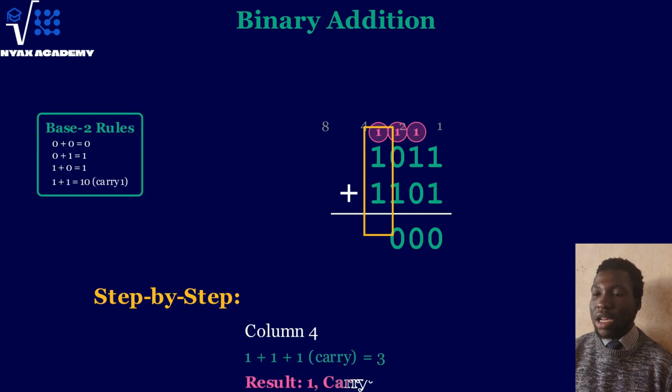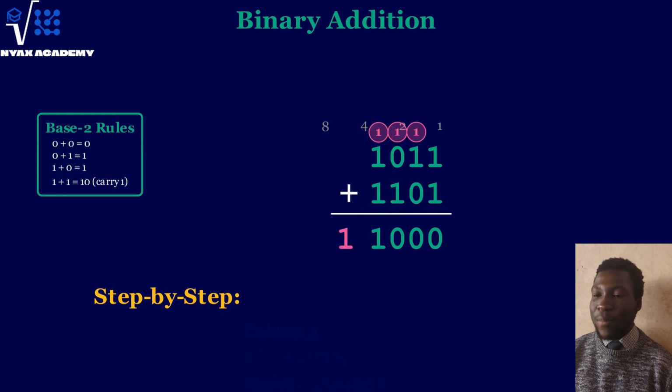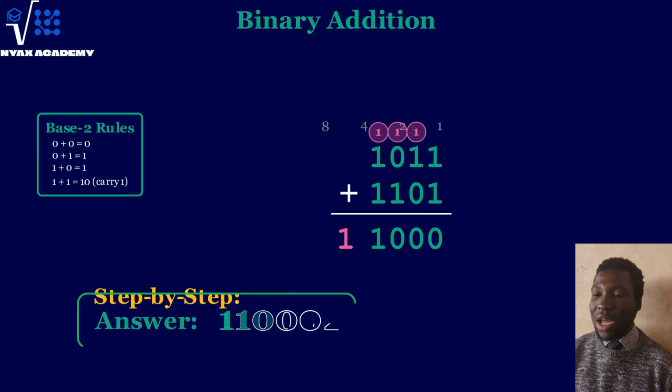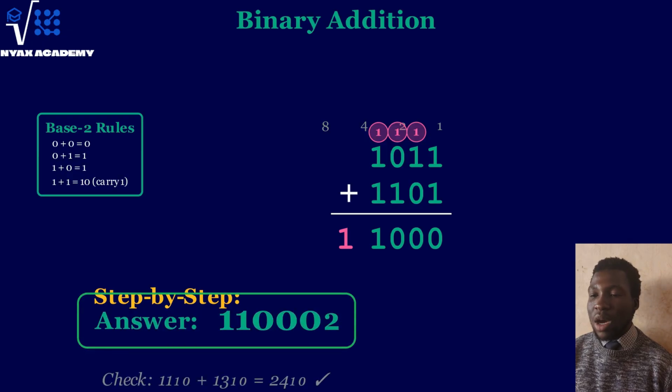1 plus 1 plus 1, we get 3. 3 divided by 2, we get 1 remainder 1. First we write our remainder, then we write the carry as well. Then we are done with all the columns. So our answer, we get 1100 base 2.